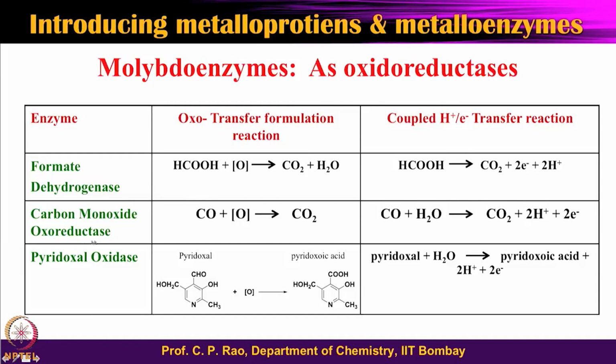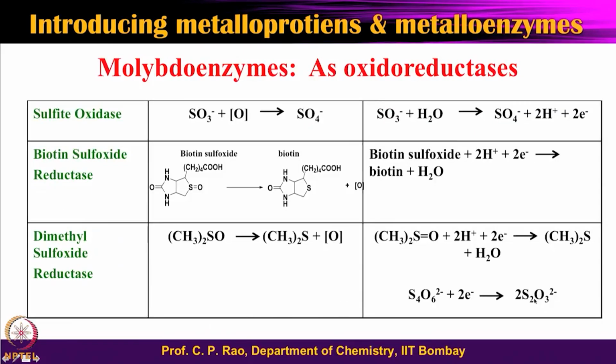Carbon monoxide oxidoreductase, you can call it as. So, carbon monoxide oxidoreductase is, or oxidase, you can say. So, CO plus O going to CO2. So, this part is for the oxidation purpose. Pyridoxal oxidase. So, this is the pyridoxal moiety, then you add this oxidation reaction, it will add the OH, and is called pyridoxic acid. Okay. So, all of these are 2 electron 2 proton kind of things.